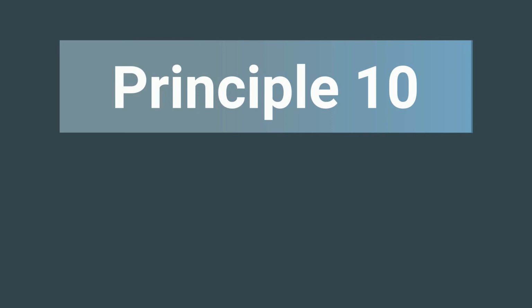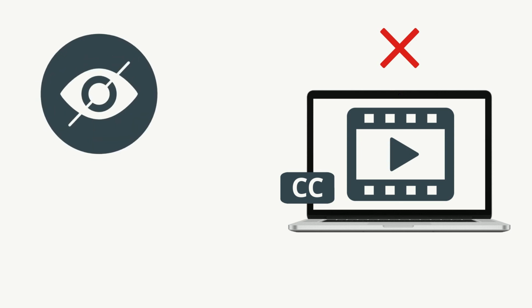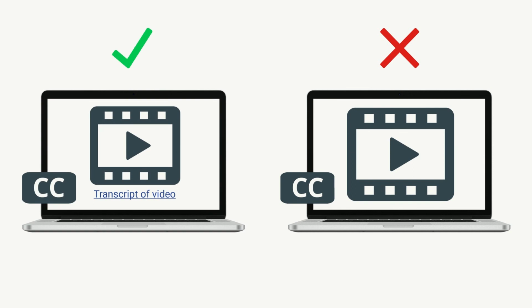Principle 10. Provide content in two formats. For example, if you have a video, it's not enough to just add closed captions to it. What if a student has both a vision and a hearing impairment? They'll need a transcript to put through their Braille reader. Providing your content in two formats ensures that as many people as possible are able to access the information.